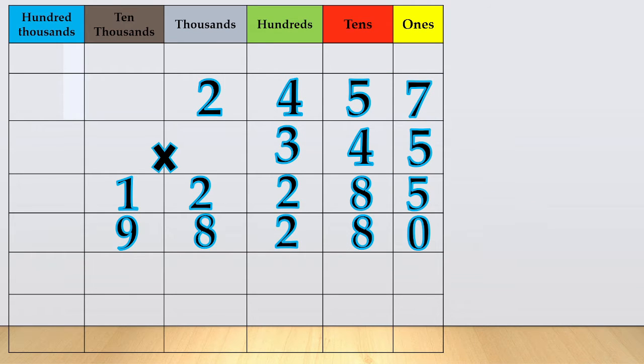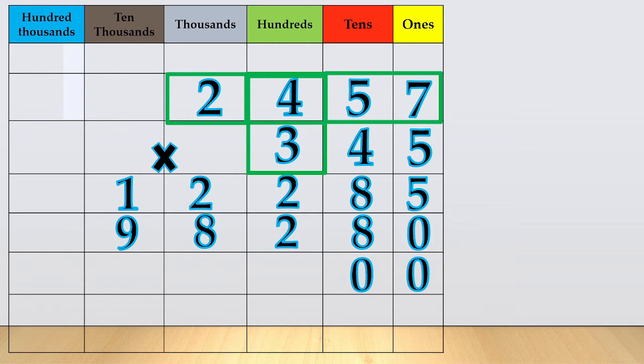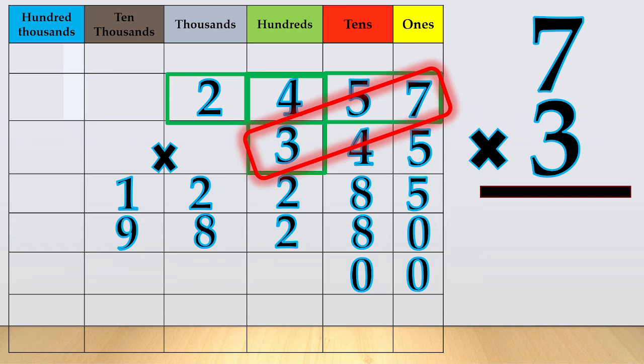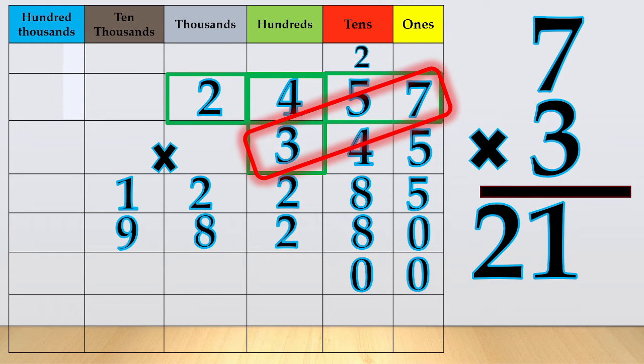Now, multiply 2,457 by 3 hundreds. We are going to write 2 zeros here. Now, multiply 7 times 3. 7 times 3 is equal to 21. So, we need to regroup. 2 will be carried over in the tens place column above 5 and 1 under the hundreds column.